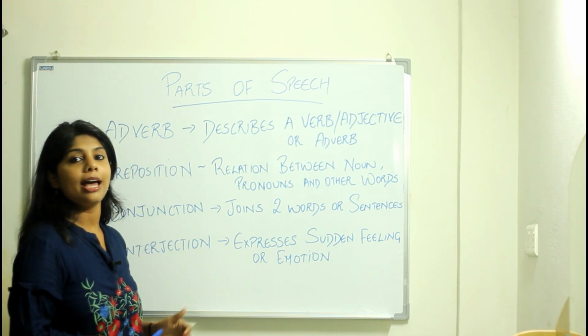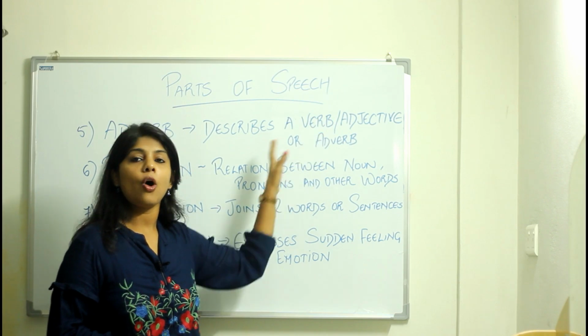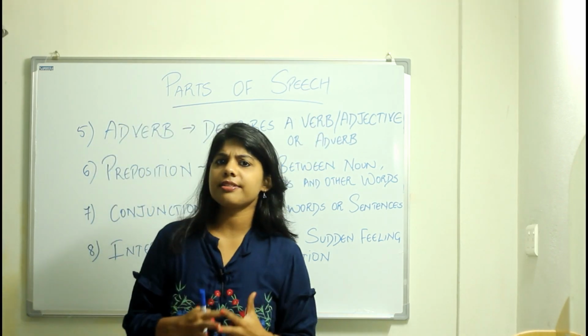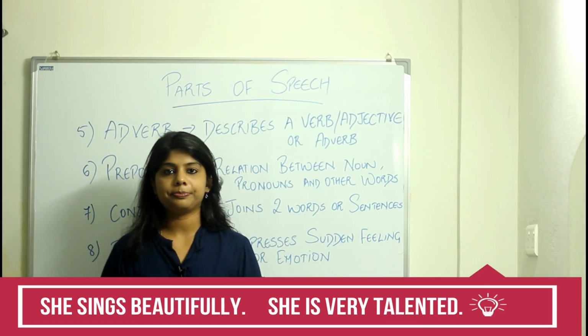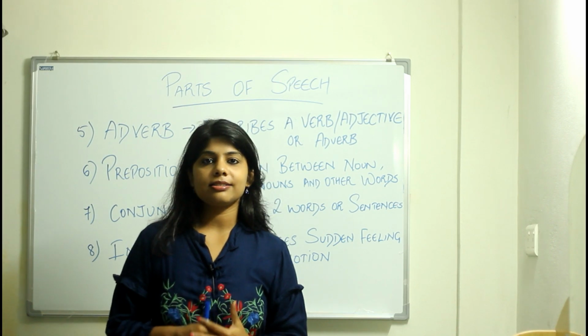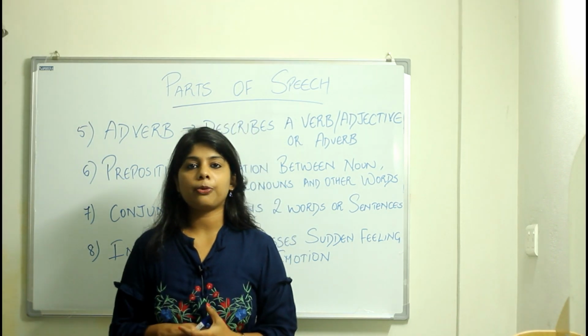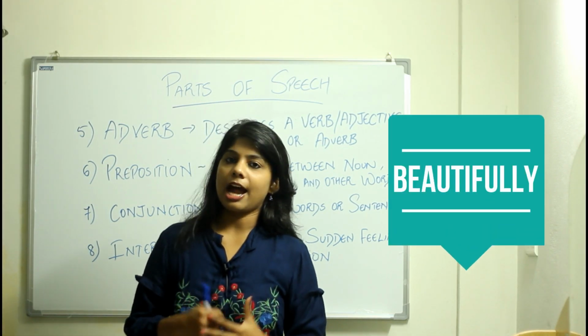Adverb. An adverb describes a verb, an adjective or another adverb. Let's understand this with the help of an example. She sings beautifully. She is very talented. In the first sentence, she sings. Sings is the verb, and the word that describes the verb, beautifully, is the adverb.